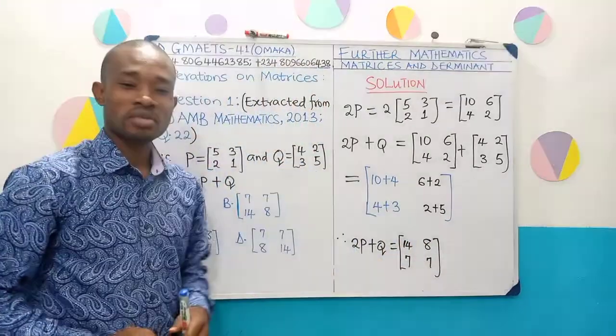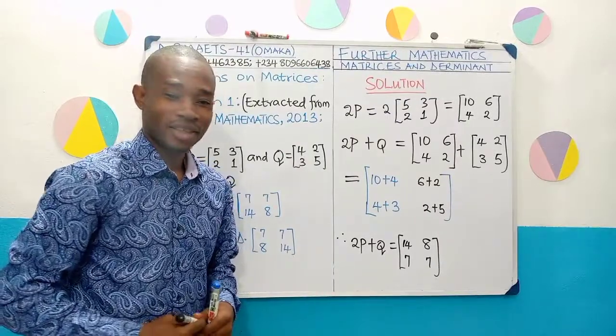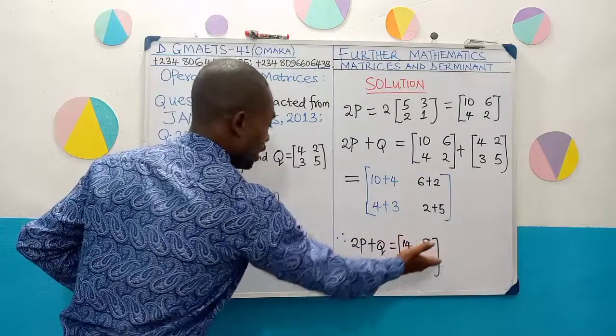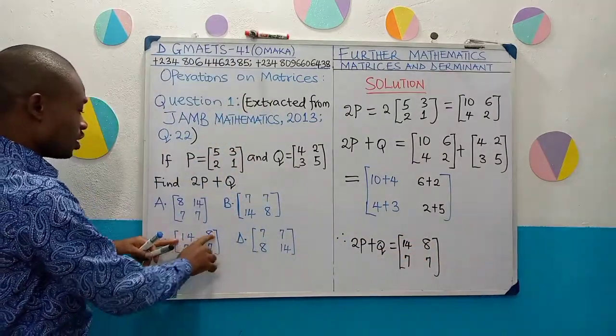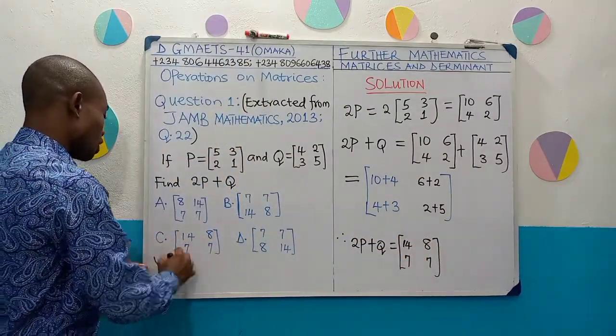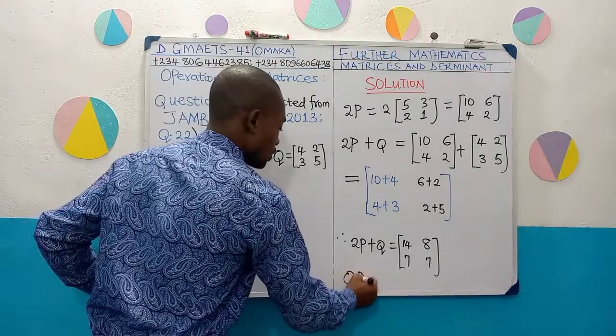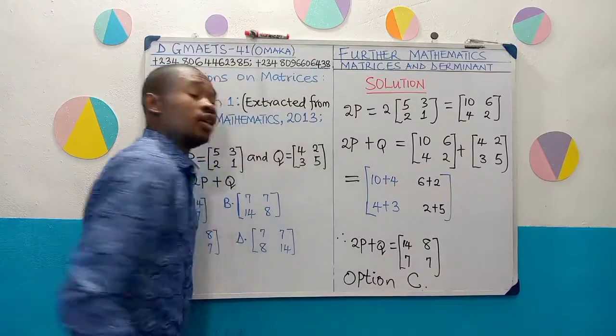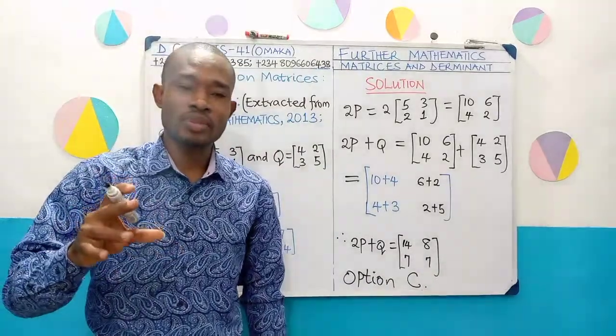This is the JAMB maths. Very funny, right? Okay, now what's the answer here? We are checking for 14, 8, 7, 7. So let's see. 14, 8, 7, 7. And that goes with option C. So option C is the correct option. So you can see how we handle addition, very simple.